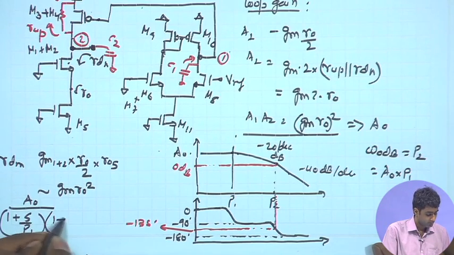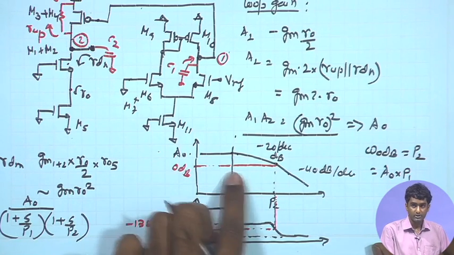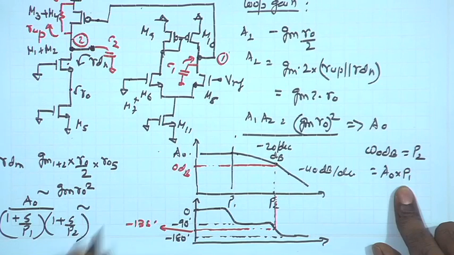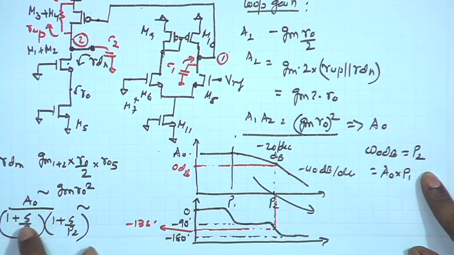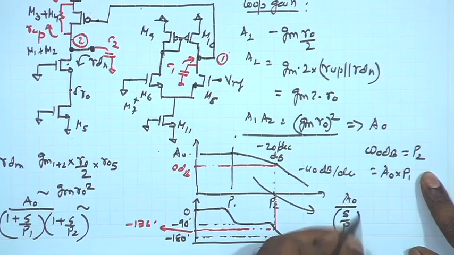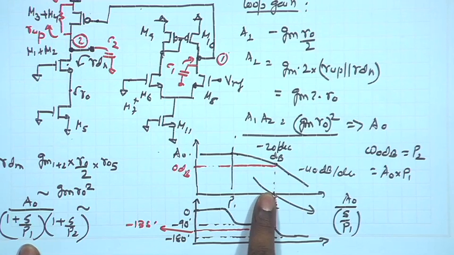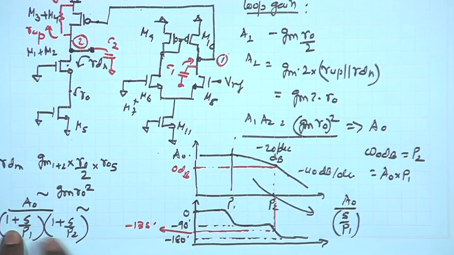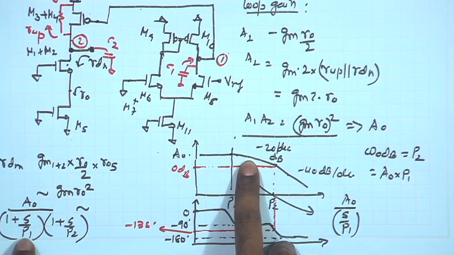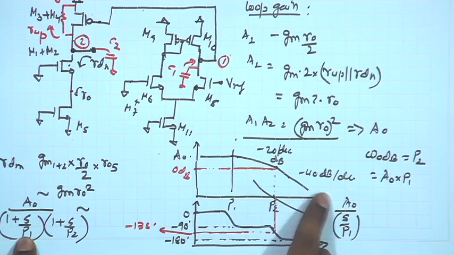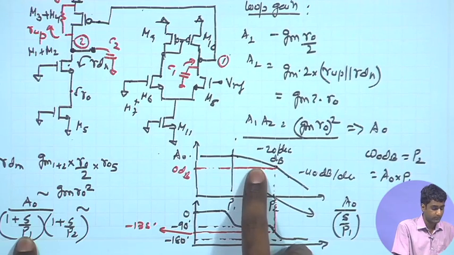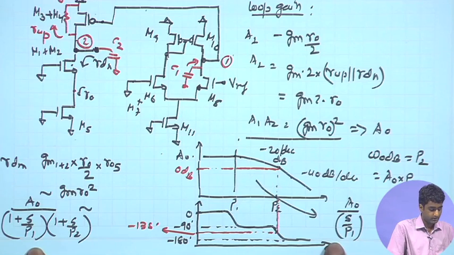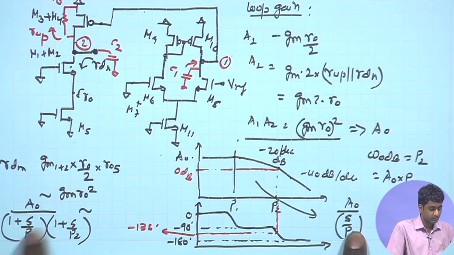A naught upon 1 plus S upon P1, times 1 plus S upon P2, and in this region in between P1 and P2, this expression reduces to A naught upon S upon P1, because between P1 and P2, you have S or the omega, which is much greater than P1. We are assuming that P2 is much higher than P1 and you are at a frequency which is much higher than P1. As a result, you can ignore this one with respect to S upon P1, and hence we are left with only the S upon P1 term from the first factor.